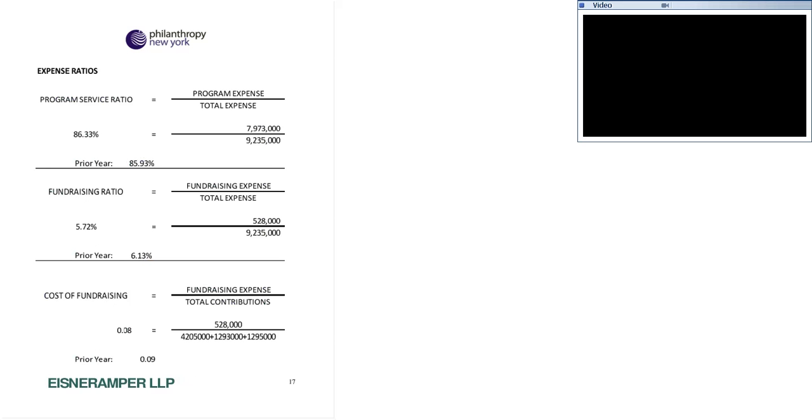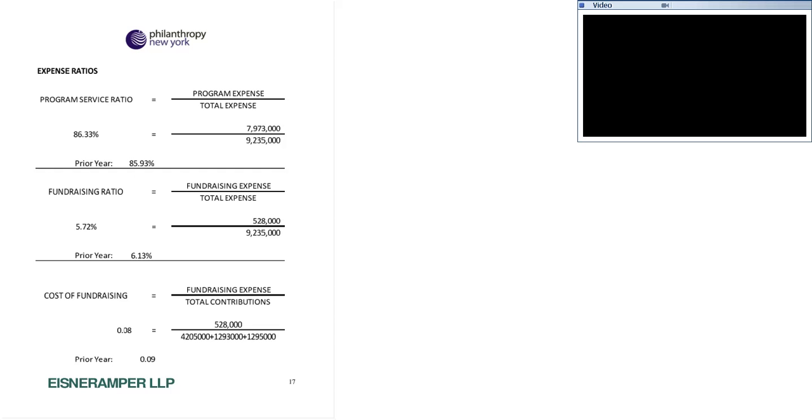So again, program service ratio, we took the total program expenses over the total expenses, and we came up with 86.3. I always like to compare this to last year. And the reason being is that they're not supposed to change their methodology from year to year. They're supposed to stay consistent so that in one particular year they're not trying to look good for a reason. You know, maybe they were going to do a major campaign or whatever. So I always like to see what the percentage was last year.